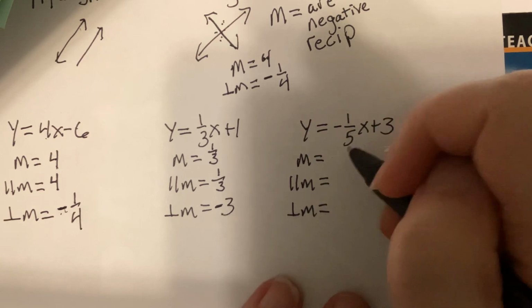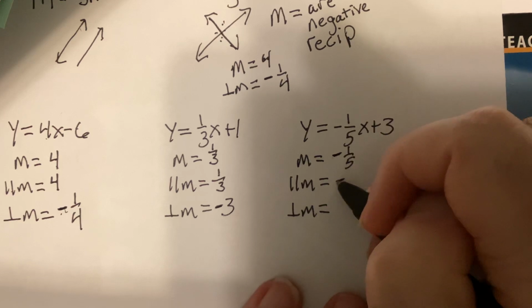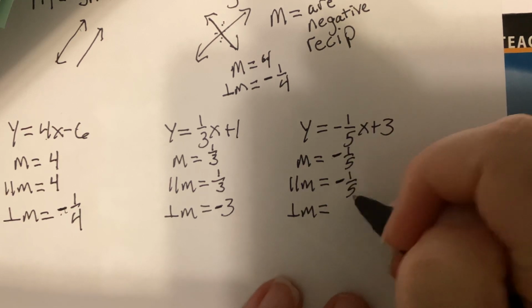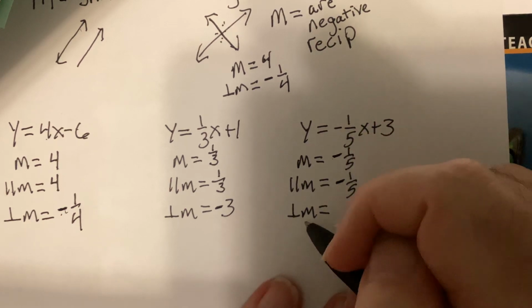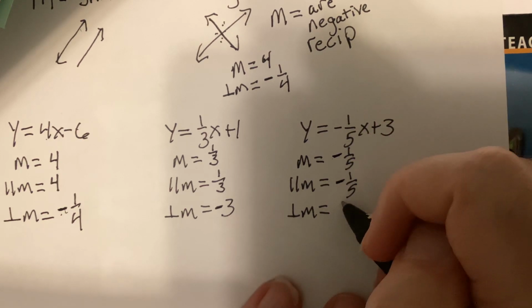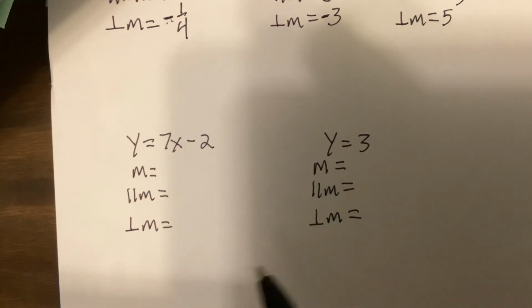So this one, the slope is -1/5. This is slope-intercept form. So parallel would be -1/5. This is -1/5 too, if I said that wrong. So the perpendicular would be the negative reciprocal, which would be 5. So I have 2 problems. Figure out the slope, parallel slope, and perpendicular slope, and then turn me back on.